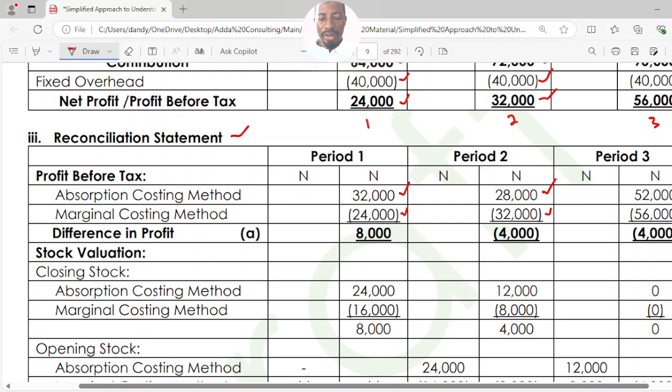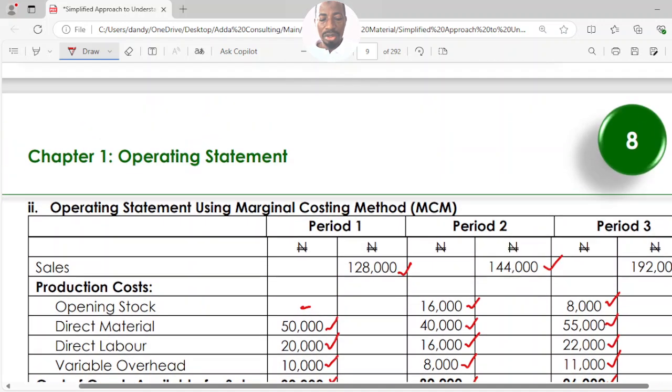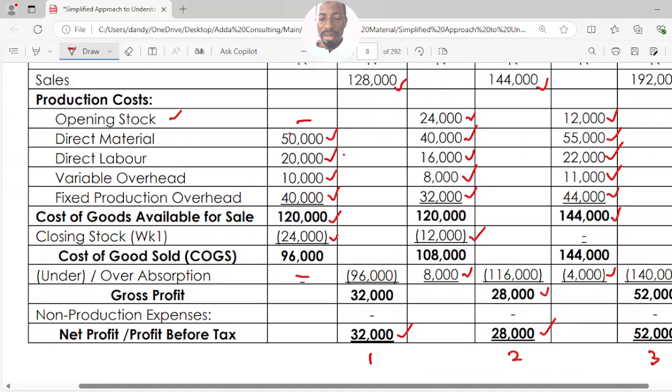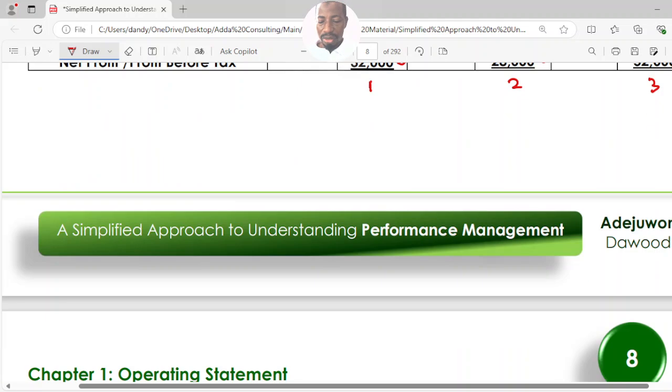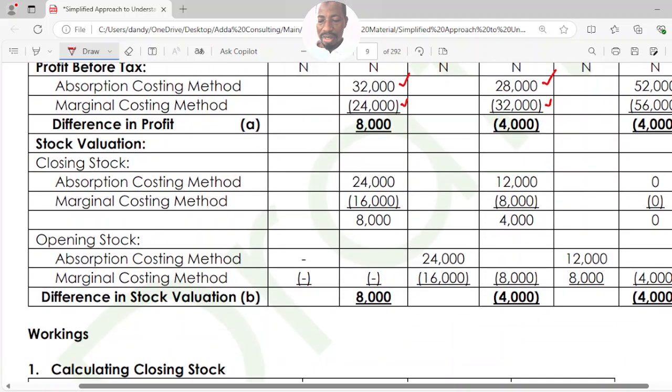Okay, so now that I've found difference in profits, the next thing I need to do is to find difference in stock valuation. To do this, what am I supposed to do? I will start from the closing stock. So the difference in closing stock between the two techniques. So under absorption costing method in the first period, what do you have as closing stock? Closing stock is 24,000 naira under the absorption costing method, and that's the 24,000 naira you are seeing here.